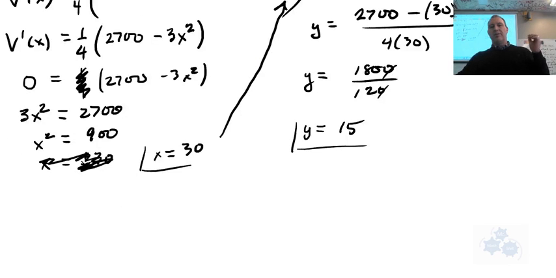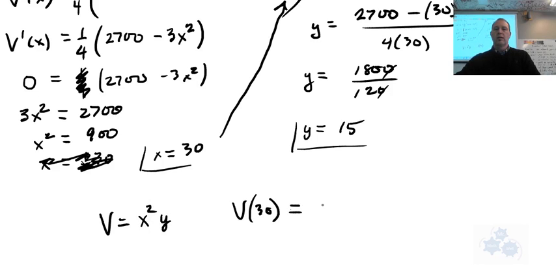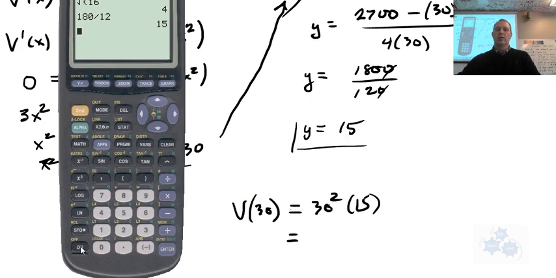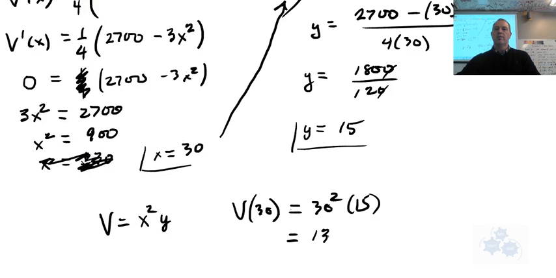But I guess the one thing is when you only have one critical number that you find that's applicable to the question, then that's going to be the one you're looking for. But we'll check anyways. So what's the volume now? The volume is, we said x squared times y, or this volume here when x is 30 is 30 squared times 15, right? So that's 900 times 15, which is 13,500.